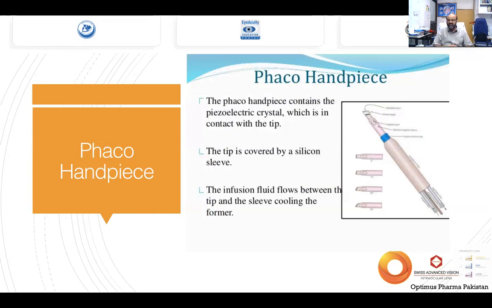This is a phaco handpiece. As in the schematic diagram, we noticed there is an irrigation line and an aspiration line. The irrigation line ends into a sleeve with two holes on the sides, and the aspiration line is in the middle of the phaco needle itself, which is known as the phaco tip as well. It has an electrical wire through which it is connected to the console of the machine with certain sensors and microprocessors.